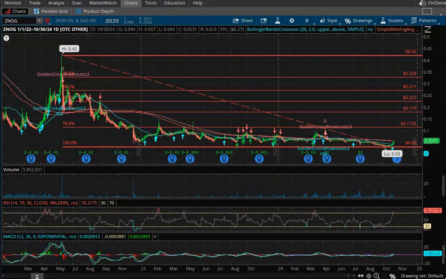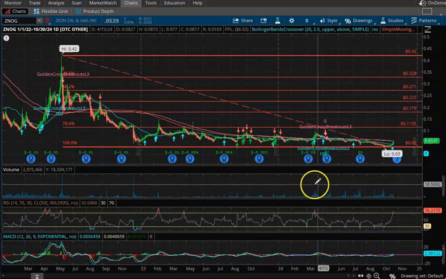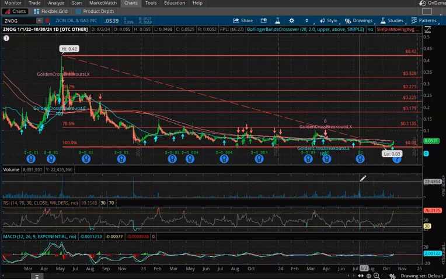Alright, so here's the longer term, guys, the daily chart dating back from January 2022 to yesterday, October 30th, 2024. Happy Halloween, by the way.